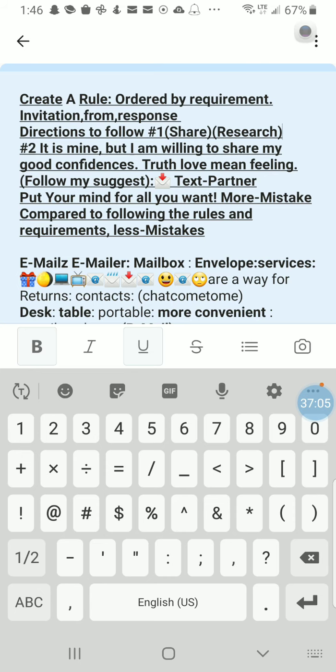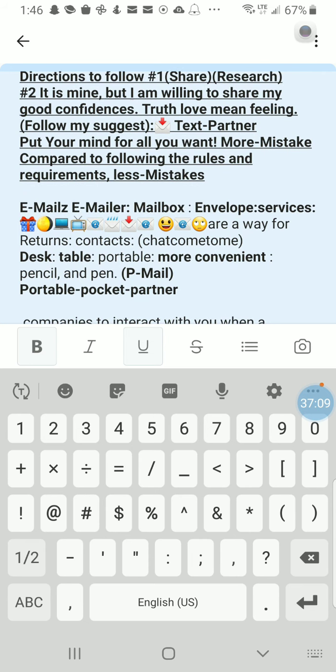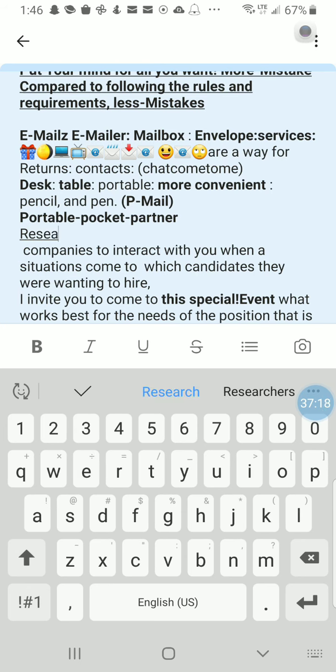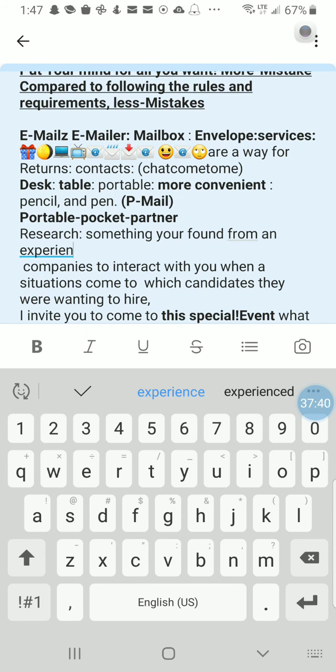But everybody else might want to know, can you explain down here what you mean by research? Well, I can explain right here. What is research? Research is another definition for something you found from an experiment, that became useful. So when we talk about research, it's all about finding something, right? A new product or a new invention, something like that.